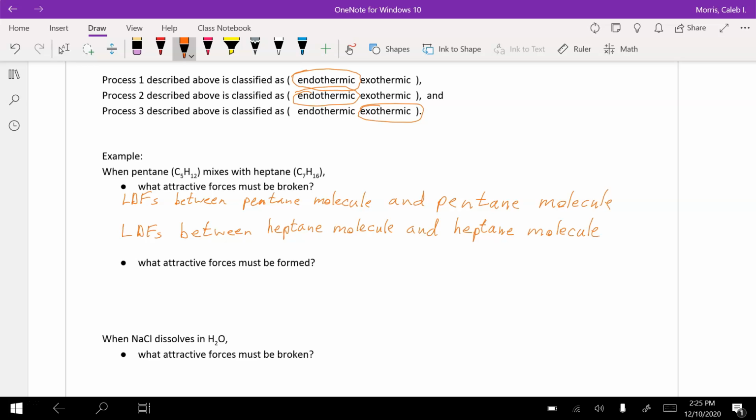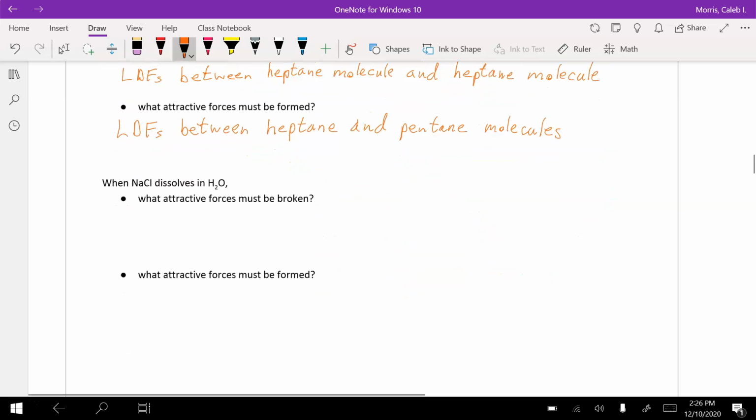And what kind of attractive forces have to be formed? Well, that would be the attractive forces between heptane and pentane, which again is just going to be London dispersion forces because they're both nonpolar. So what's forming is London dispersion forces between heptane and pentane molecules.